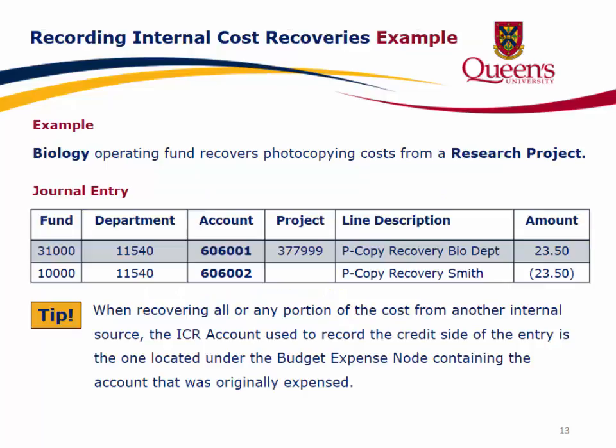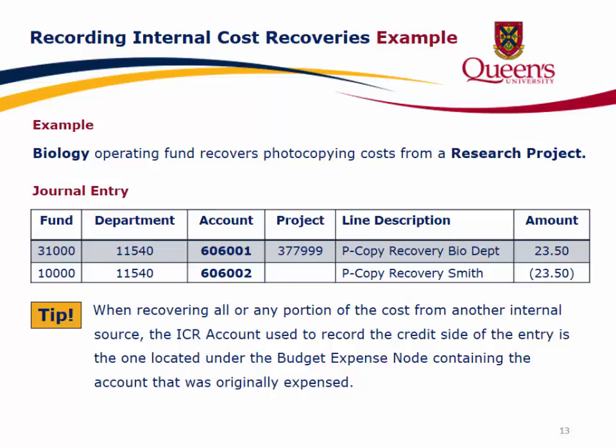For example, Biology's operating fund recovers photocopying costs from a research project. The entry to record the recovery is a debit to the research project using the printing photocopying account 606001 and a credit to the departmental operating fund using the ICR account identified under the 606 budget expense note. In this case, the ICR printing services account 606002.